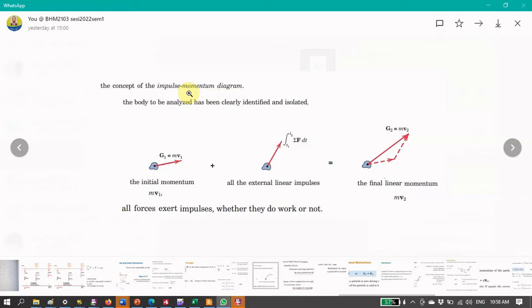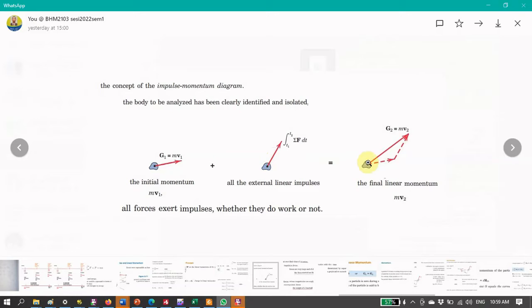If you look at the approach that Professor Merriam recommended, when we have a problem, after we identify that the force is a function of time, we need to isolate the particle and then draw the diagram of that particle with vector notation of the linear momentum to represent the initial momentum, plus all the forces acting on the particle, represented with impulse integrals, and that will be equal to the final linear momentum.